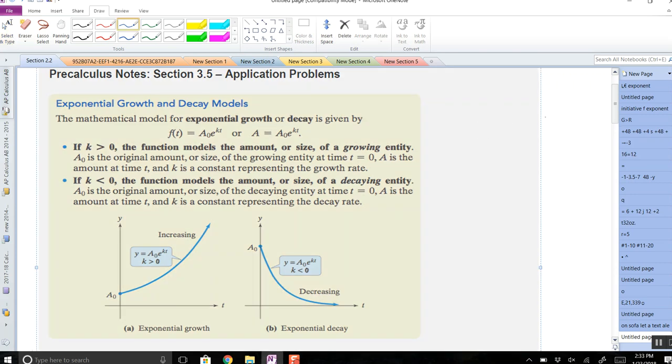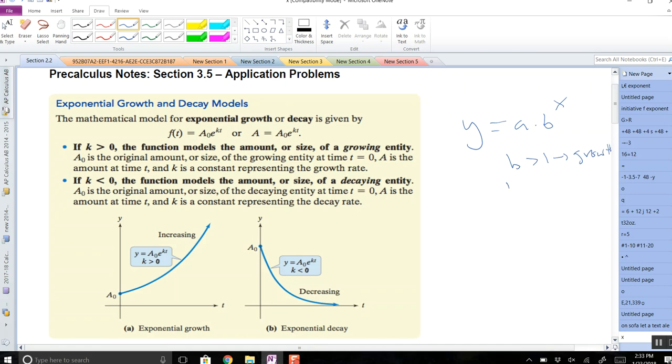We're used to seeing this, right? Y equals A times B to the X. I forgot what B was, the base. If B is bigger than 1, that was growth. If B was less than 1, but of course greater than 0, that was decay. A little different here.